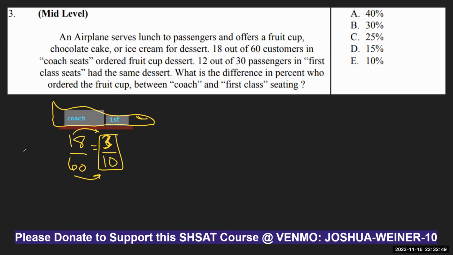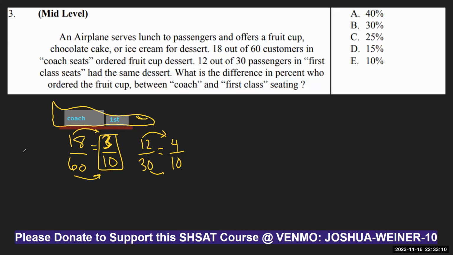And then for the first class theaters, there were only 30 seats. See, there are fewer seats in that section. There's 12 ordered fruit cups as well. Divide that by 3. That's 4/10. What's the difference in percent of those who ordered the fruit cup between coach and first class seating?